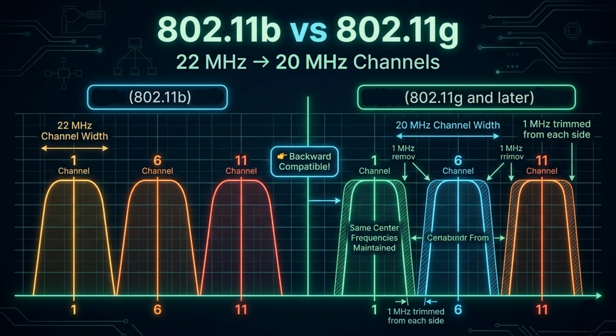In IEEE 802.11g and later 2.4 GHz standards, the channel bandwidth is reduced to 20 MHz by trimming 1 MHz from each side of the channel. However, compatibility is maintained by keeping the same center frequencies as IEEE 802.11b.